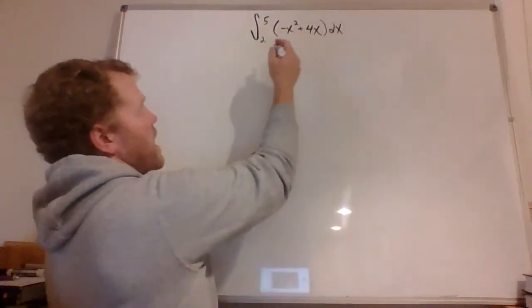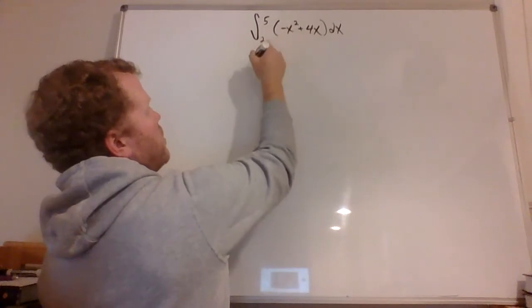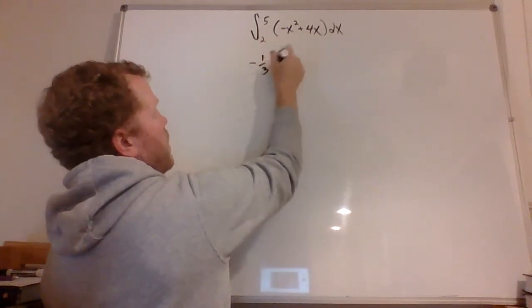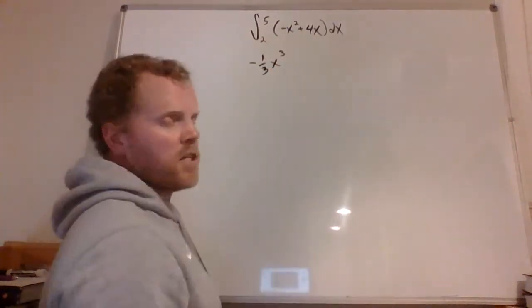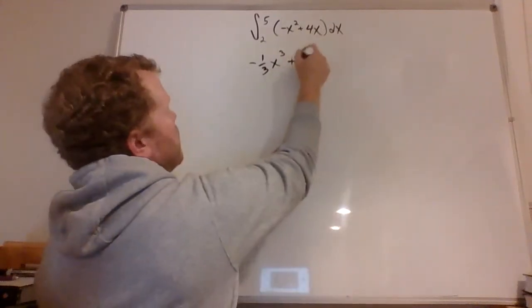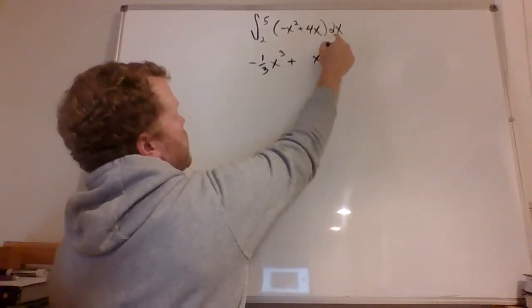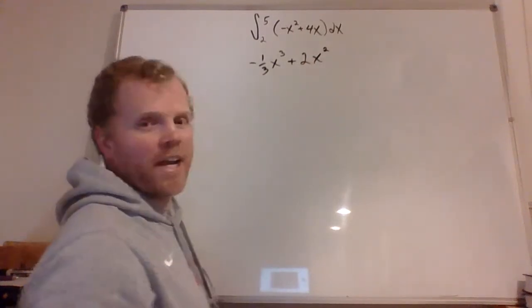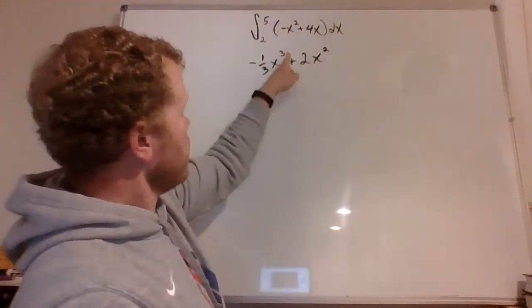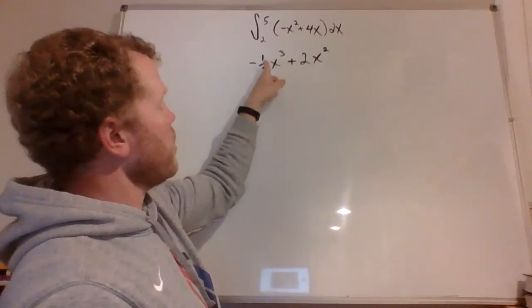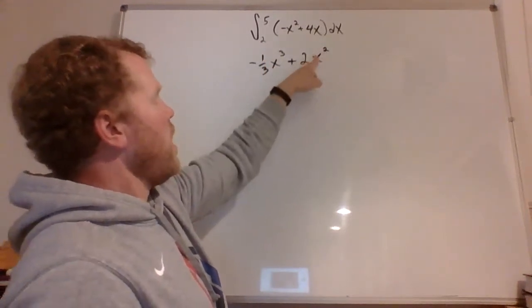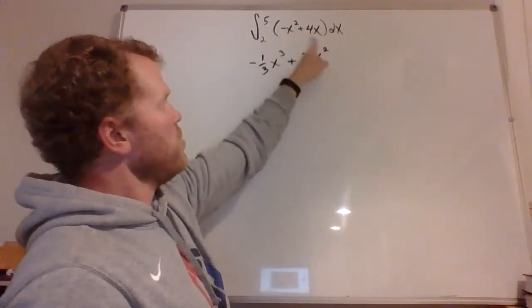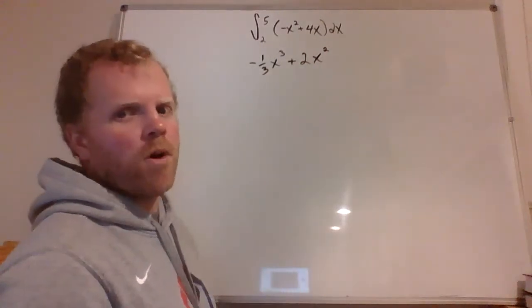So the antiderivative of negative x squared should be negative 1/3 x cubed, and the antiderivative of 4x, we should bump this x up to x squared, divide 4 by 2, we should get 2x squared. Double check it, just take the derivative real fast. 3 comes down, drops that to negative 1/3 x cubed. Drop that to a 2, we're perfect. 2 comes down, makes that a 4, drop the power by 1, and we're good.